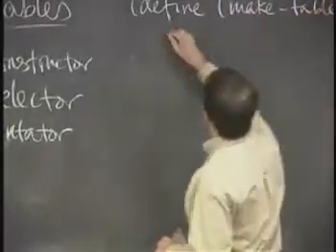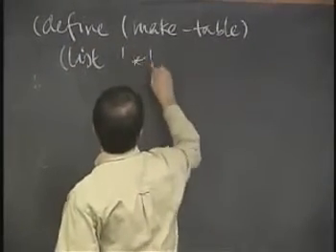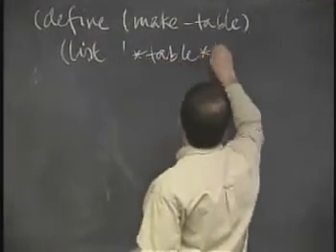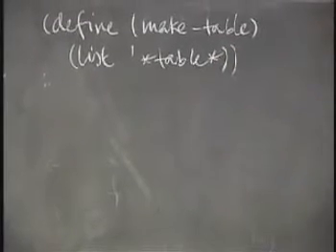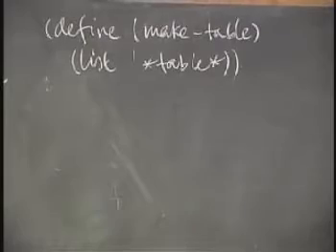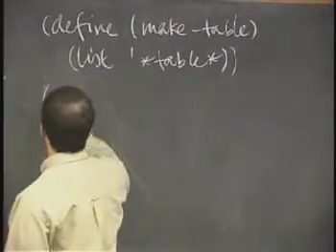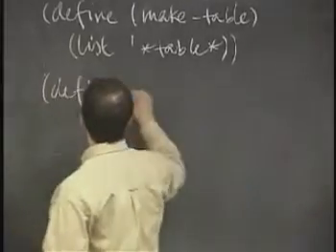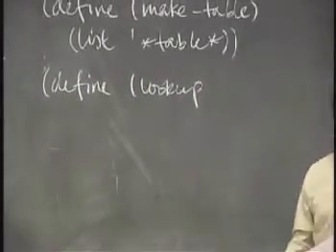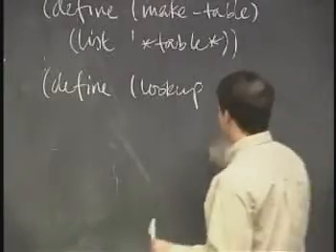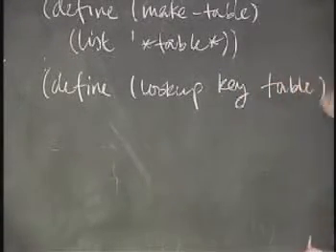MakeTable returns an empty table, which will be just a list. Easy enough. We're going to be using a tagged list to hold our tables. When we want to look something up, that will be our selector. We will be looking things up like in a dictionary by a keyword. So there's the key, and we'll have to pass in the table.